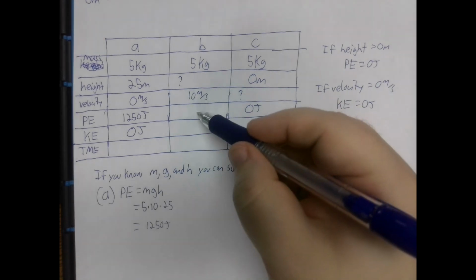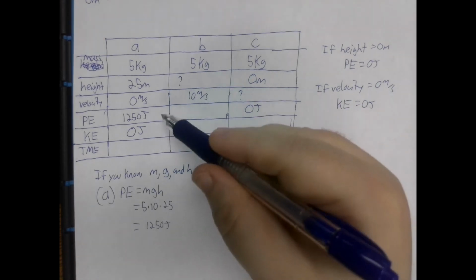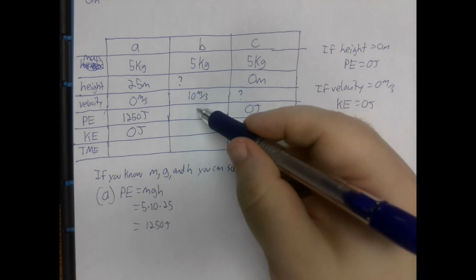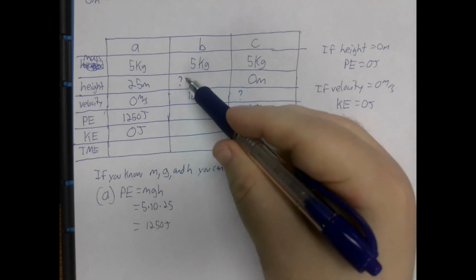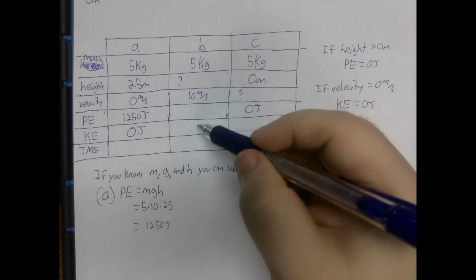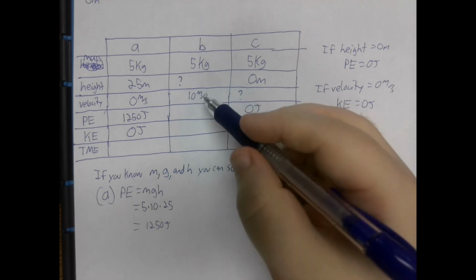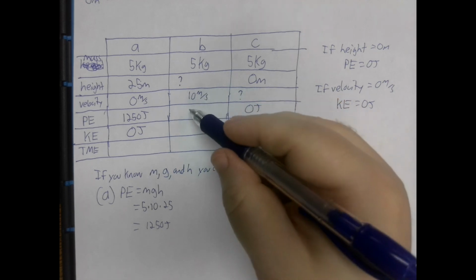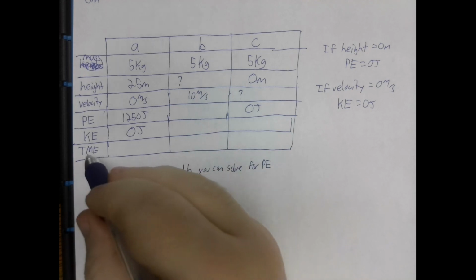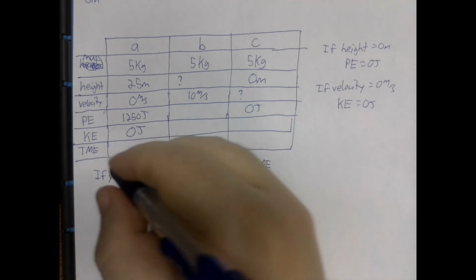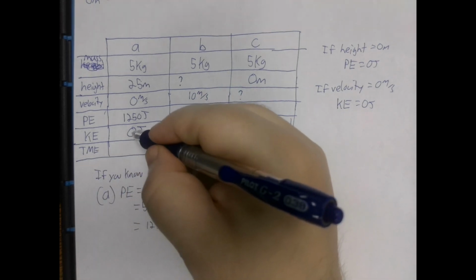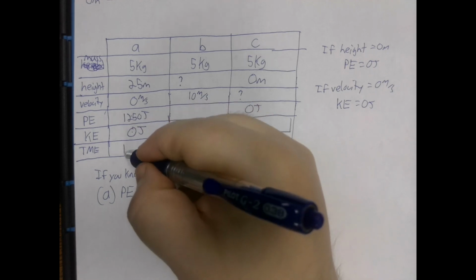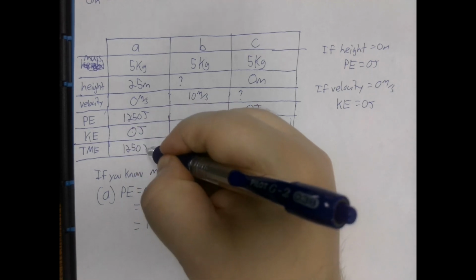Potential energy for B. Yeah, you're right, we can do that. But look at potential energy for B. Do we know its height? No, so we can't solve for it. So we don't know that. Now let's look at total mechanical energy. If we know kinetic energy and potential, we can add these together.